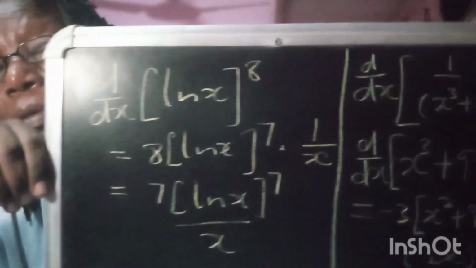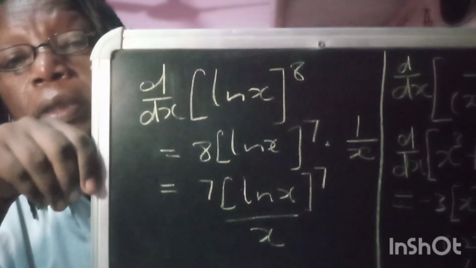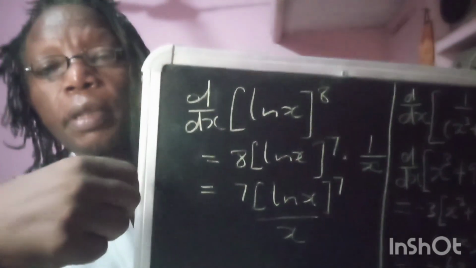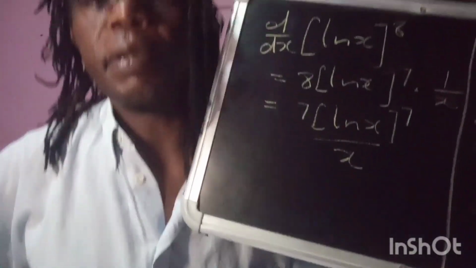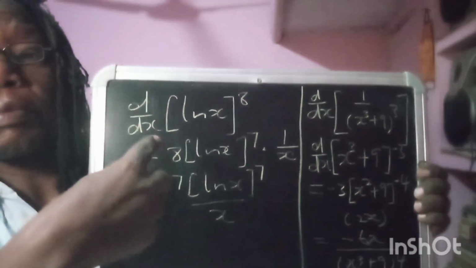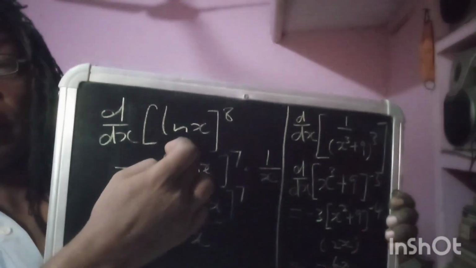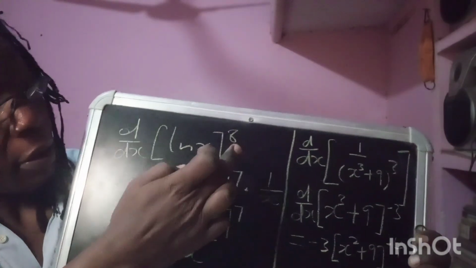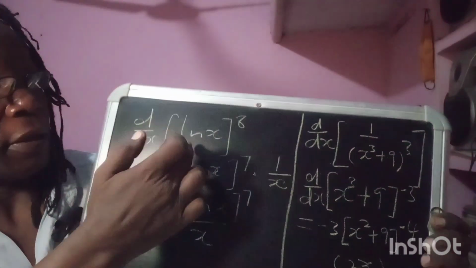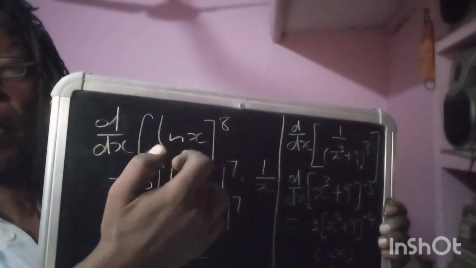So today we are going to continue from where we left off in the other session. Here I've written this for ease of solving this problem. I have two problems on the board. So here we have d/dx of (ln x)^8, right? We're going to differentiate this using the chain rule.